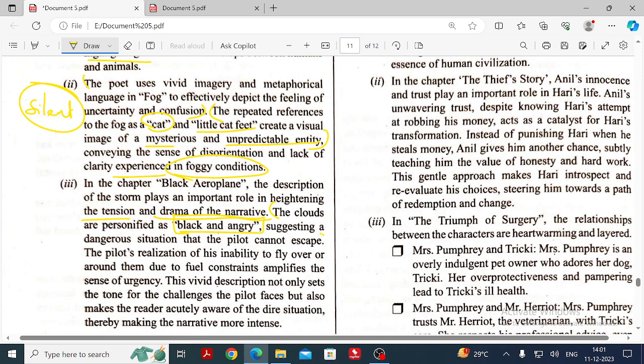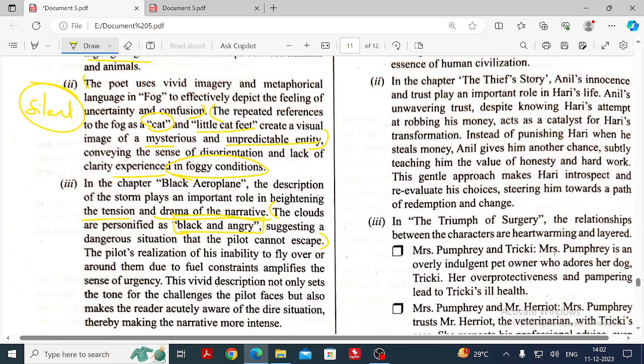They have compared even the clouds, right? In what term have they compared, my dear? The clouds have been compared with black mountains. Don't forget the word. Particularly in extracts they can ask you, the clouds were compared with what. In extracts they can ask you the word meaning and all, very important, so please go ahead. So the clouds are personified as black and angry, and then it suggests the dangerous situation that the pilot cannot escape.